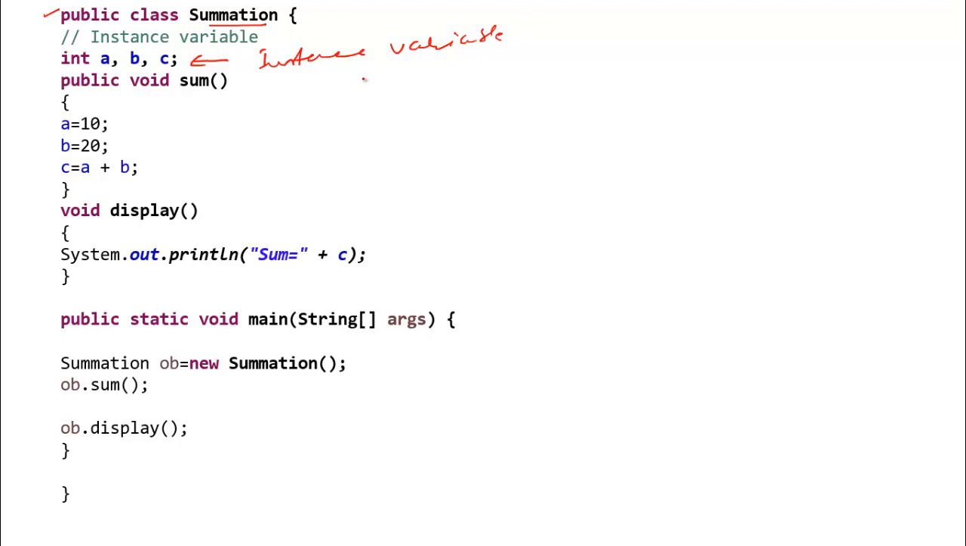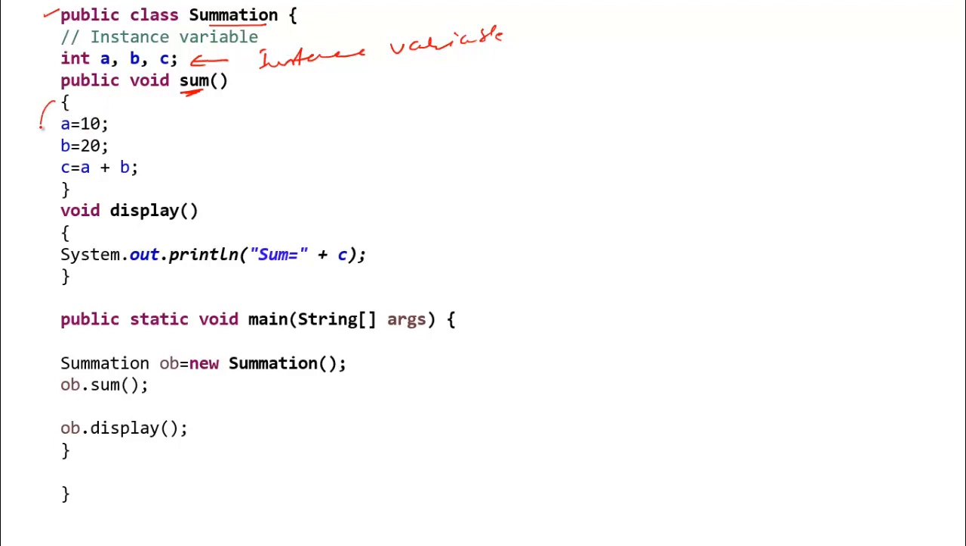We will see the instance variables, local variables, and class variables in a separate class. Now here, after defining this instance variable, we define the methods. The method name is sum, and the return type is void, because this method will return nothing. It is a public method.